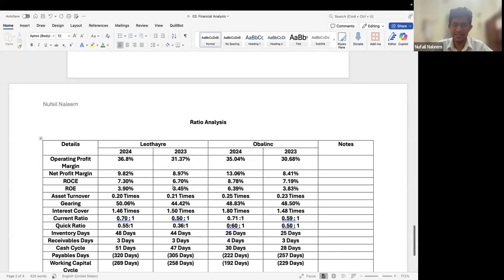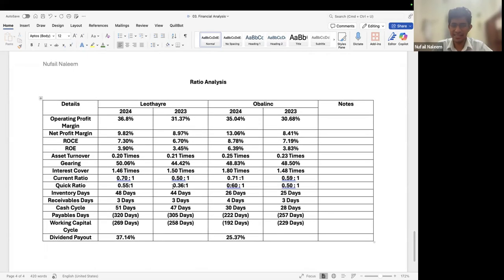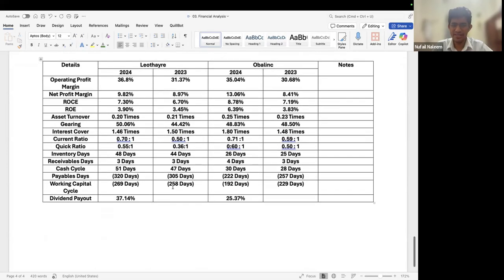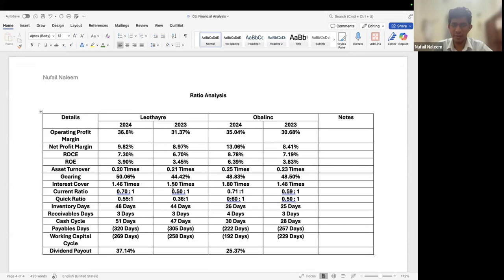Now coming to the next one, which is the ratio analysis, students. Now, students, ratio, again, the operating profit margins are in the 30s range. And students, you have to understand this is a highly capital investment oriented business. So you have to maintain these margins properly. Now you see here 30, this one is 31, 35, this one is 36. Competitive margin ranges are going.